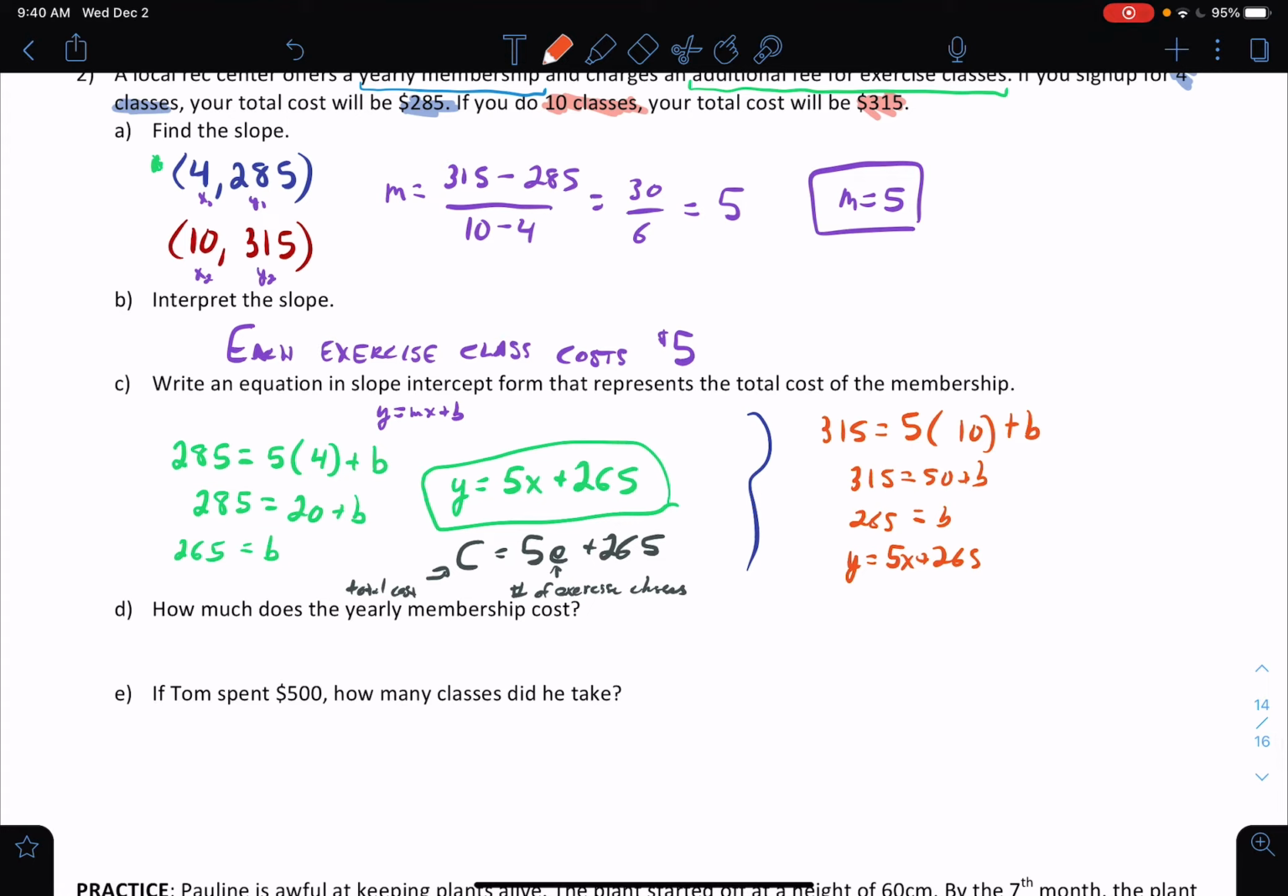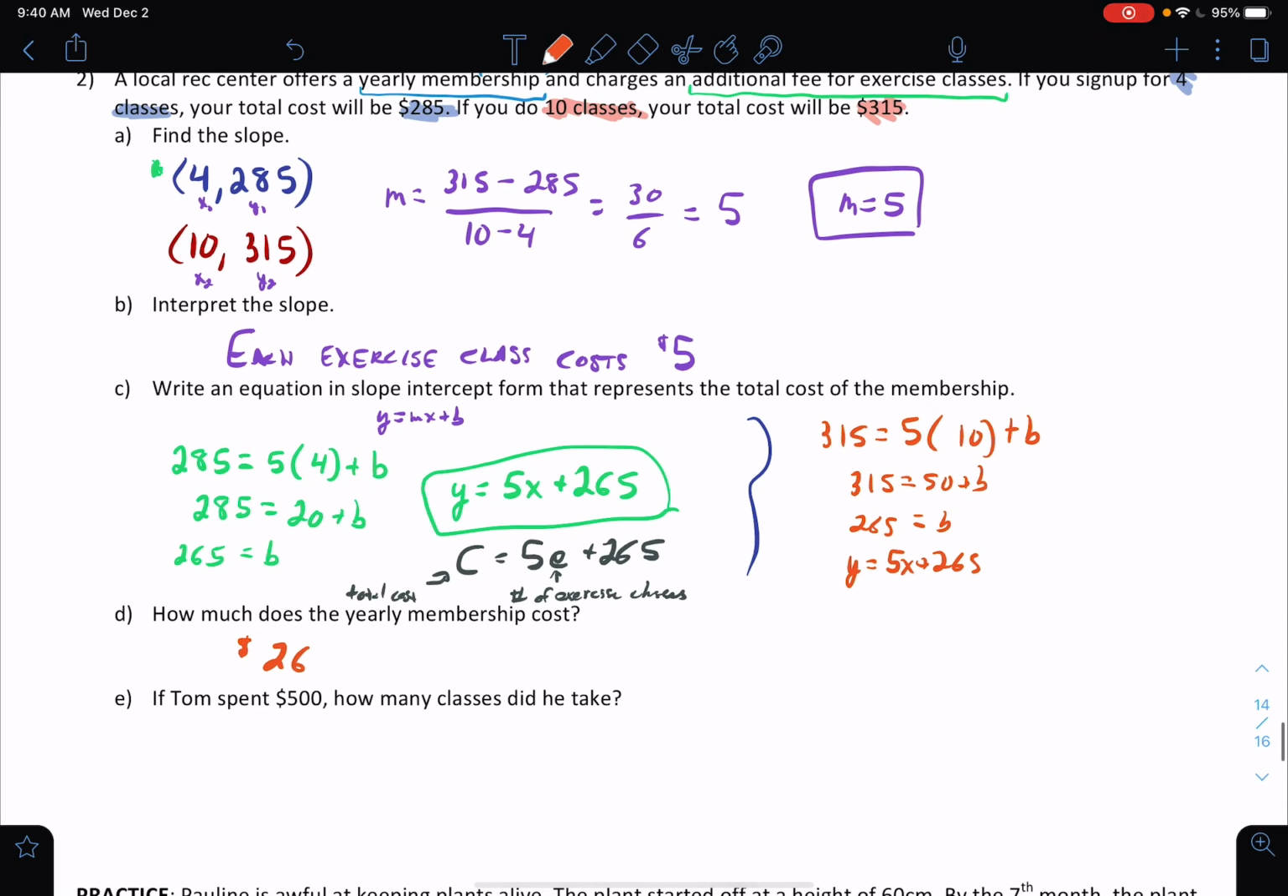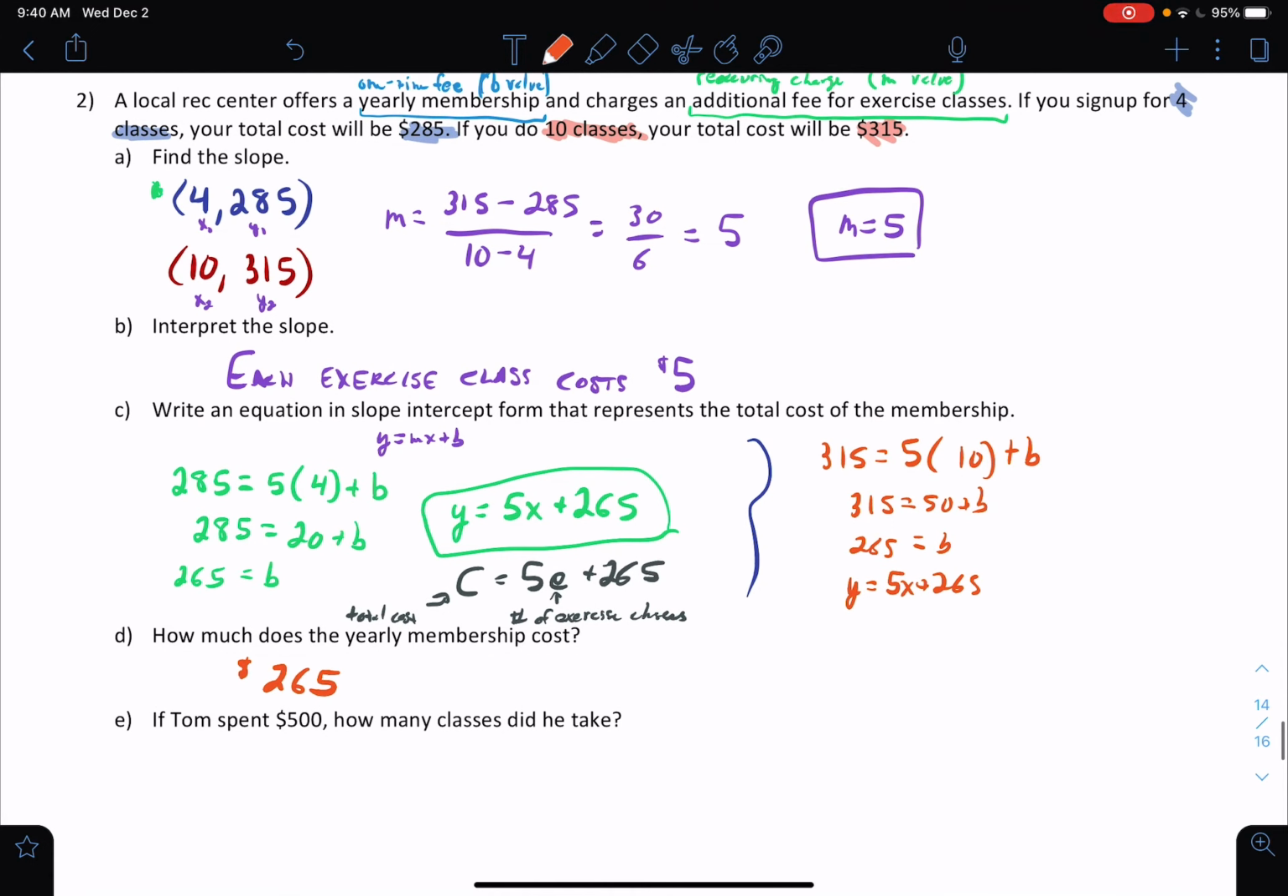But what does the 265 represent? All right, well, if I don't take any exercise classes, so if I plug in 0 for x, I'm still getting charged $265. So that's going to represent the yearly membership costs. In order to just be a member at this rec center, my yearly charge is $265. On top of that, I pay $5 per exercise class, okay?